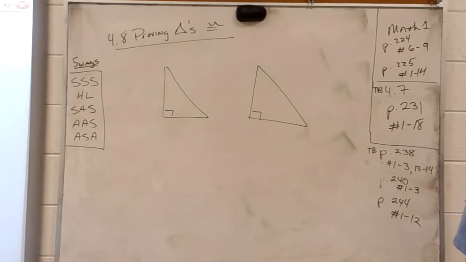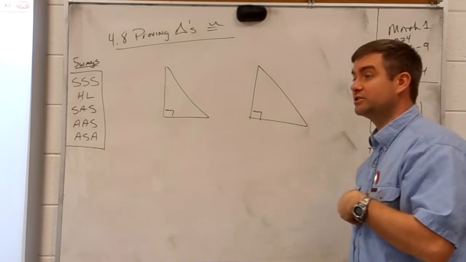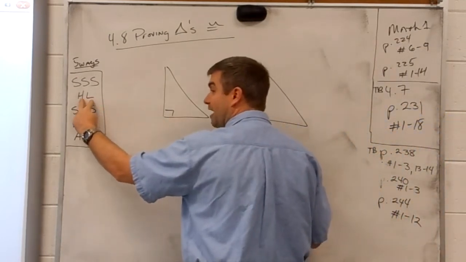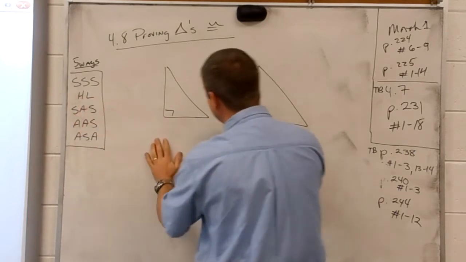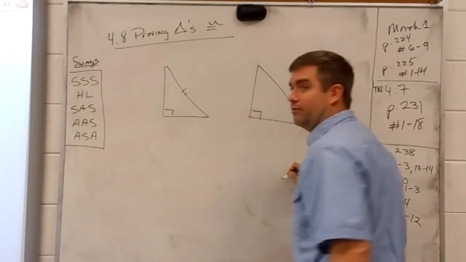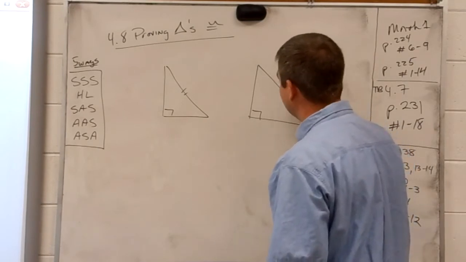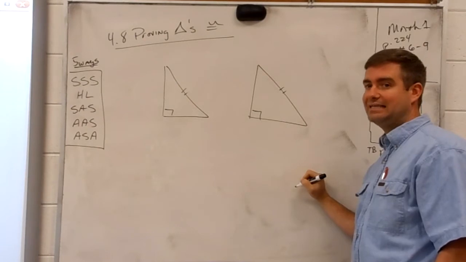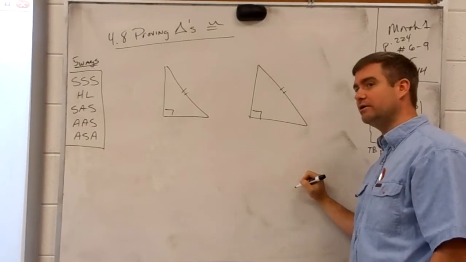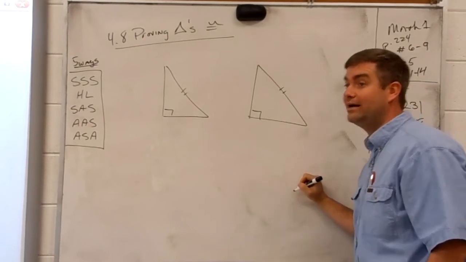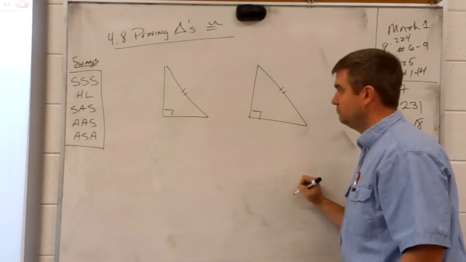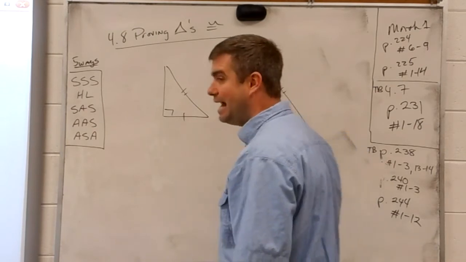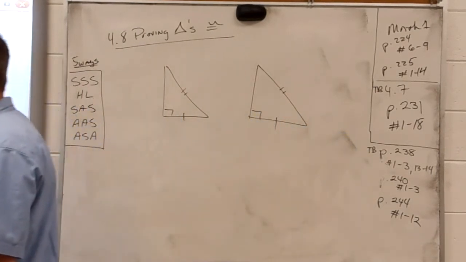Hey, what does HL stand for? Hypotenuse-leg. Now let's talk about that. We got 2 right triangles, right? We're looking for a hypotenuse-leg. That means that the hypotenuse of one right triangle has to be congruent to the hypotenuse of the other right triangle. You don't have a choice. What else has to be congruent? One leg. Does it matter which one? No, it does not. One leg has to be congruent to the other leg.